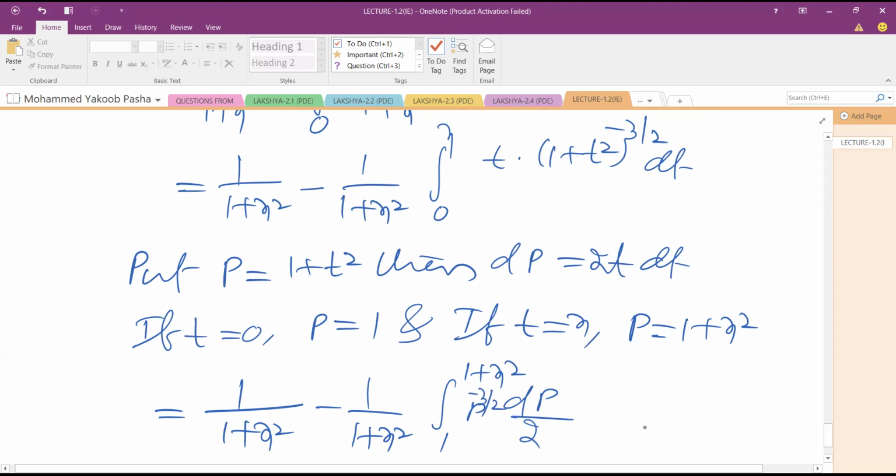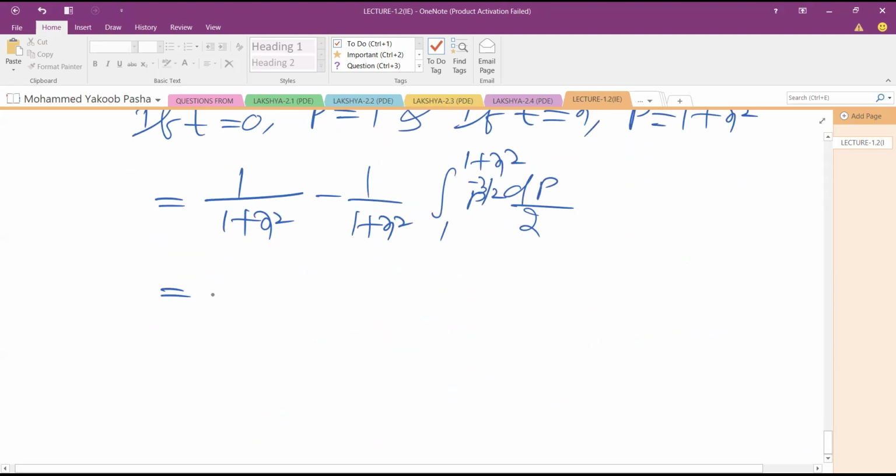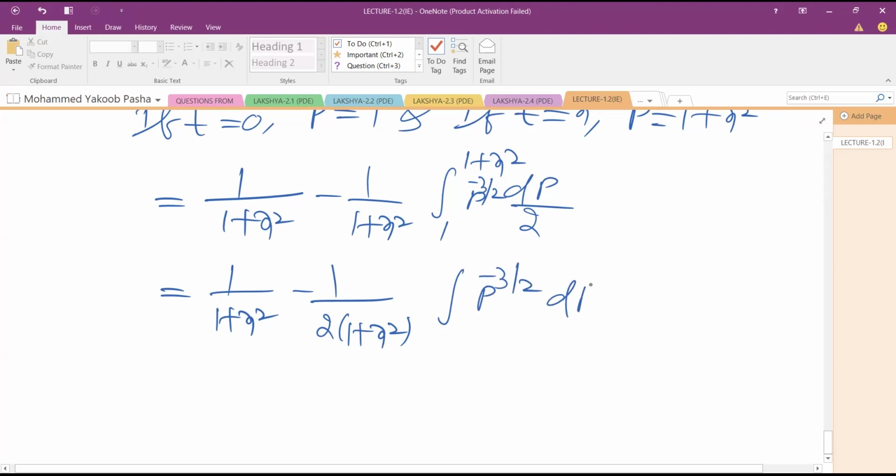Okay, so integrate it. That is equal to 1 by 1 plus x square minus 1 by 2 into (1 plus x square) times the integral of p to the power of minus 3 by 2 into dp. Any doubts?